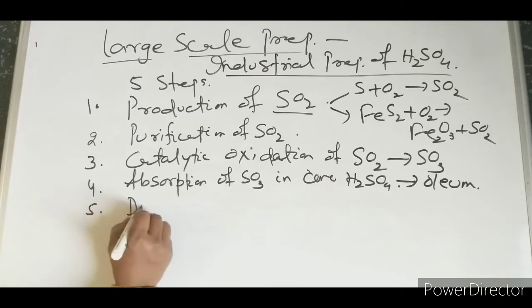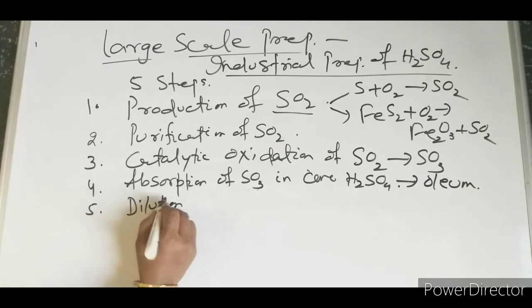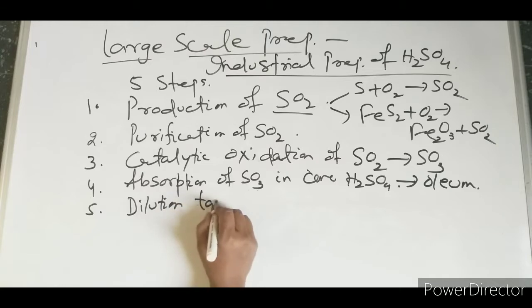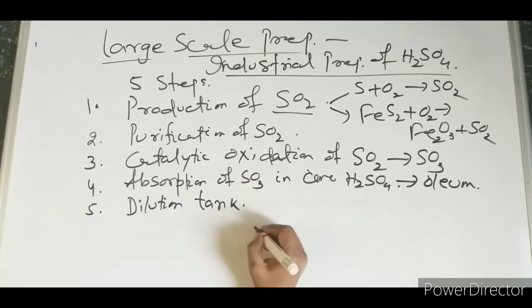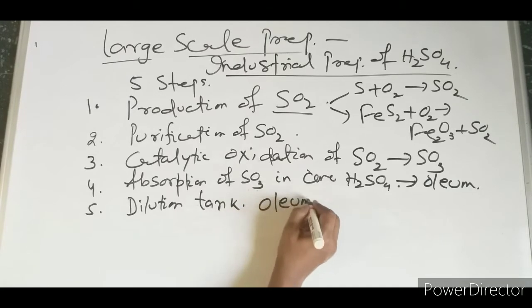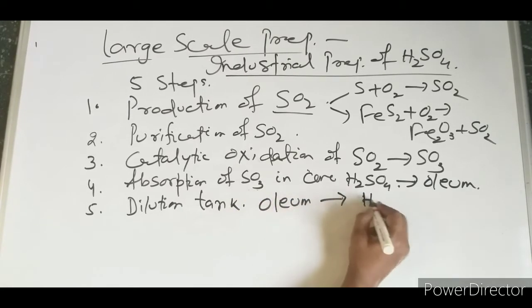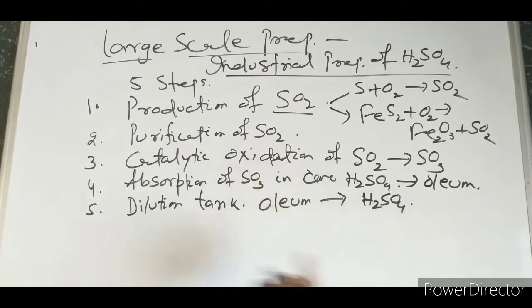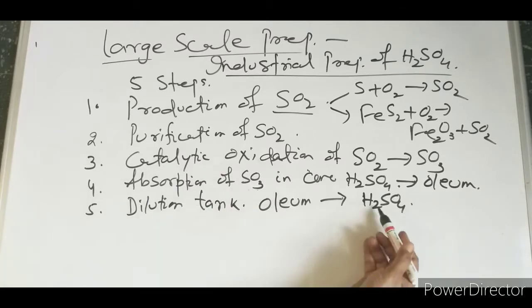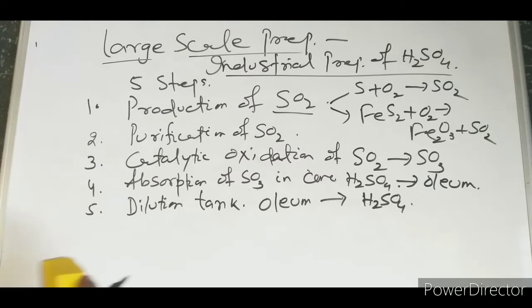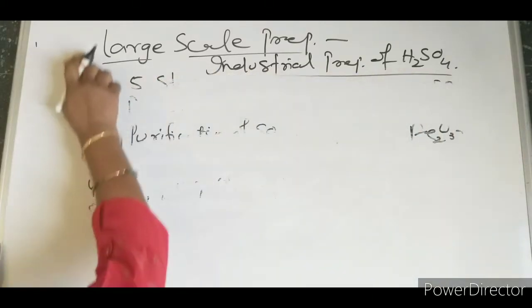What will be the fifth step? The fifth step will be the dilution tank. What happens in this dilution tank? Oleum is converted to H2SO4. Dilution means water is added to oleum, so that we get H2SO4 according to our desired concentration. So these are the 5 steps of how we get it.